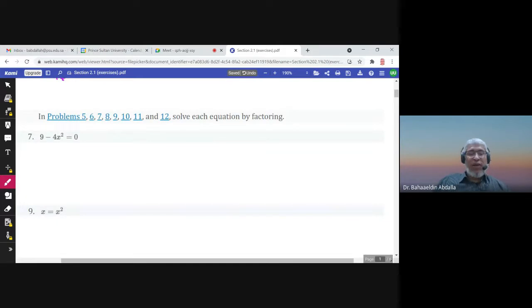Solve each equation by factoring. Well, we can factor the left-hand side using the formula, the difference of two squares, u square minus v square equals u minus v times u plus v. So this is u square and this is v square. So we take the square root of 9, which is 3, minus the square root of 4, which is 2, and square root of x squared is x. This would be the first term, u minus v. And then we write it again with a different sign. Okay, so this is the factored form of the left-hand side.